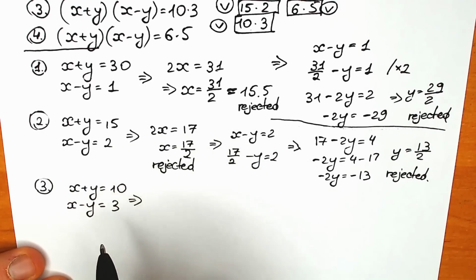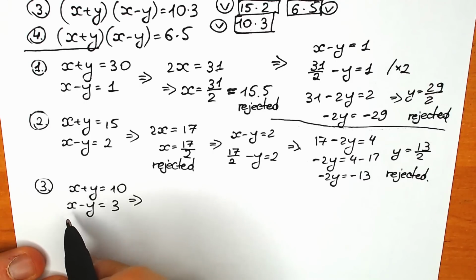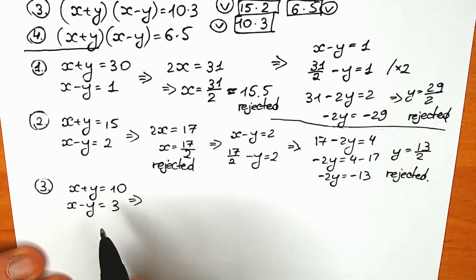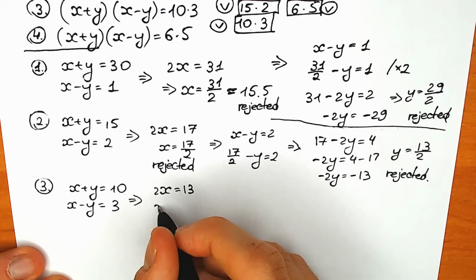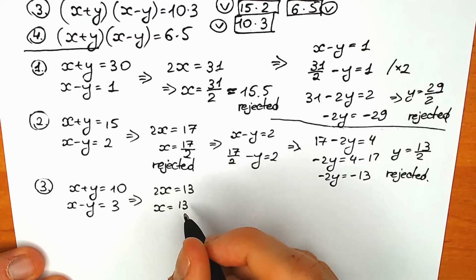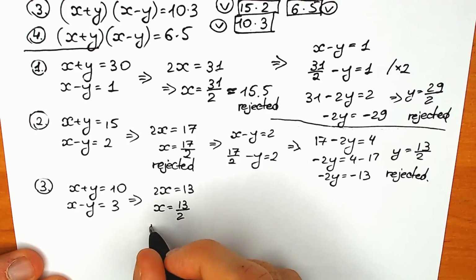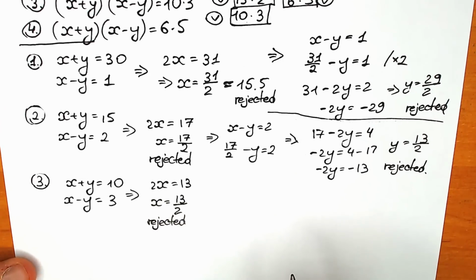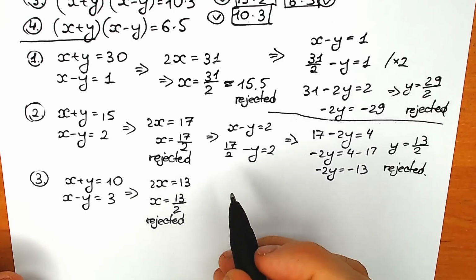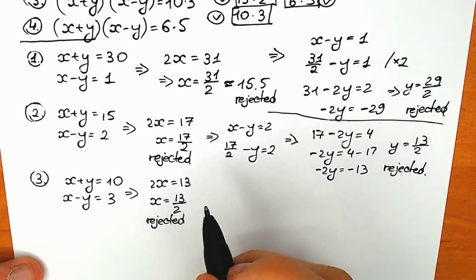From here, let's do the same stuff. We're going to add it. So we have 2x equal to 13, and x equal to 13 over 2, which is also rejected. We don't need this. But let's find our y. Maybe sometimes it happens that y will be natural. I don't know exactly, but let's find our y.